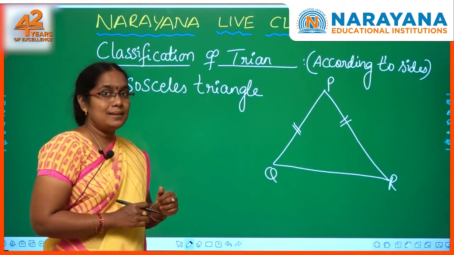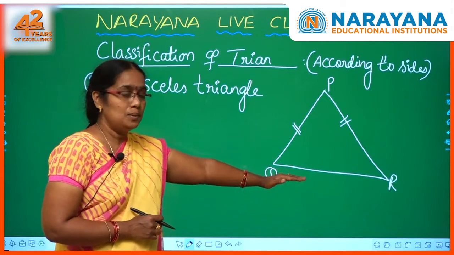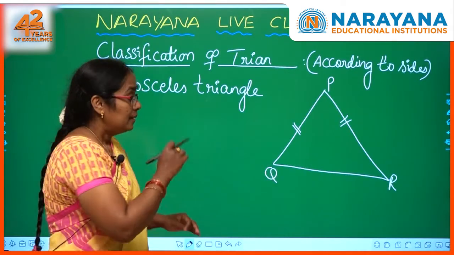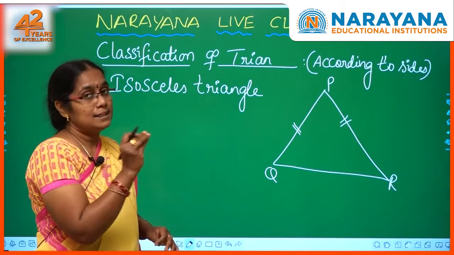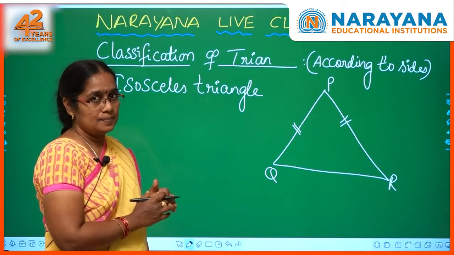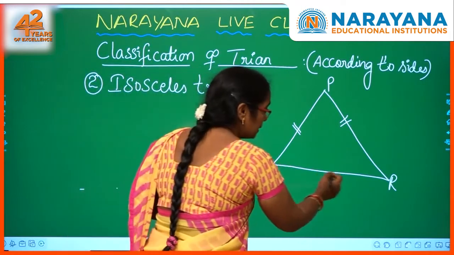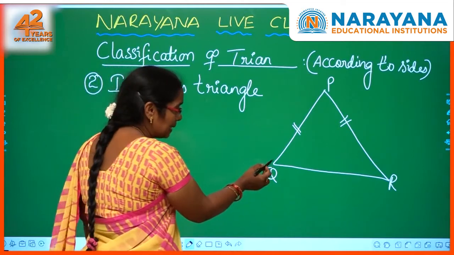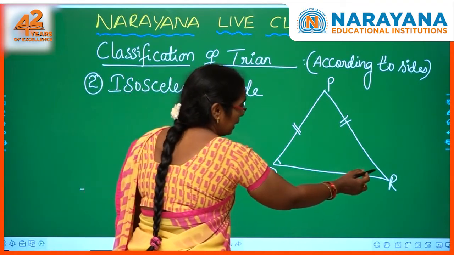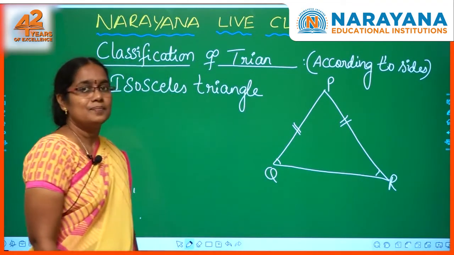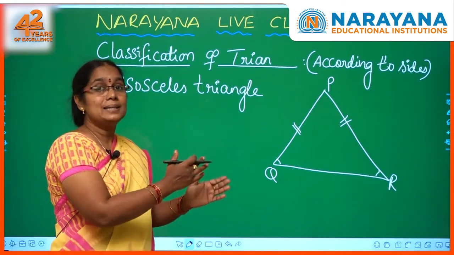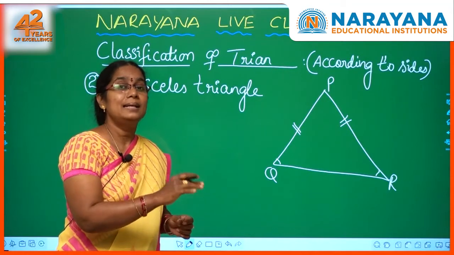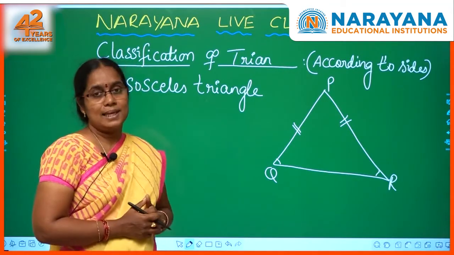In an isosceles triangle, we have one unequal side. What is the unequal side? QR. QR is the unequal side. That is nothing but the base. We will say base of the triangle. So here QR is the base. Now on the base, two angles are there, at Q and at R also. Those two angles' measures will be equal. Means base angles are equal in an isosceles triangle.